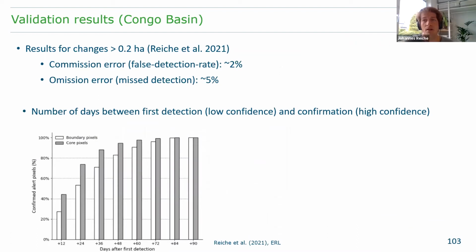We also conducted a validation of the results. We looked at changes larger than 0.2 hectare. We found a false detection rate for the Congo Basin of roughly 2% and omission error, so misdetection, of roughly 5%. I should also say that we mentioned that once the first image detects the change, we use subsequent images to build confidence. And we assessed how long it takes for high confidence changes to actually reach this high confidence status once they are detected for the first time. And we can see that for roughly 80% of the changes, we reached that within a period of a month.